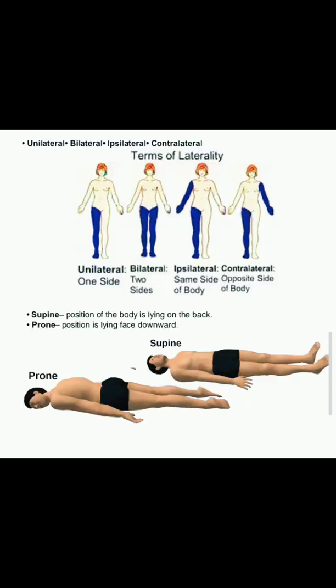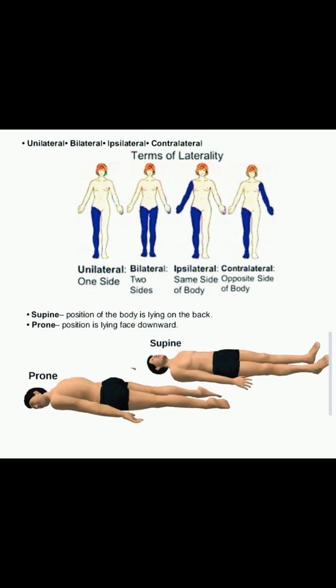Terms of laterality, which has unilateral, bilateral, ipsilateral, and contralateral. We are having a demonstration next for this term. But let's discuss first the terms of laterality. Unilateral is one-sided, as we know. It can be right, left, feet, and arm. While bilateral is two sides. It can be upper limbs or lower limbs of the body.